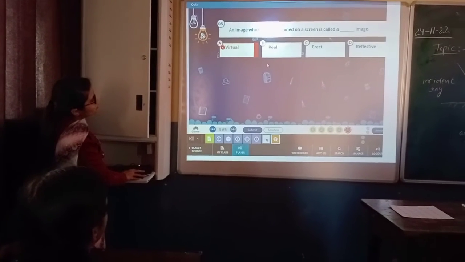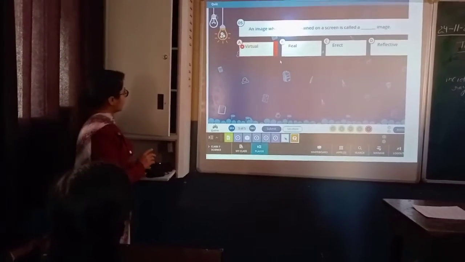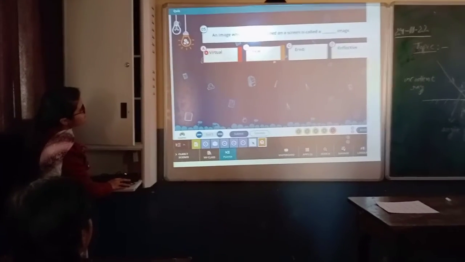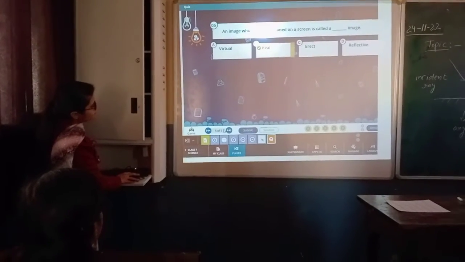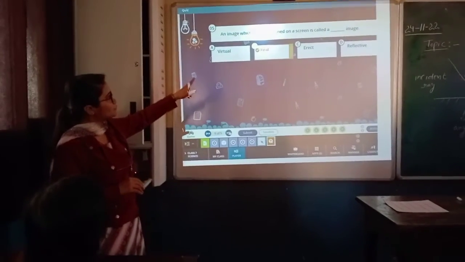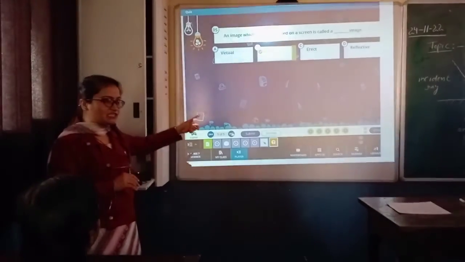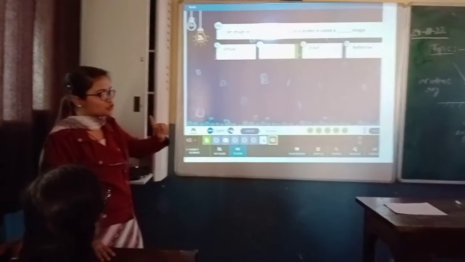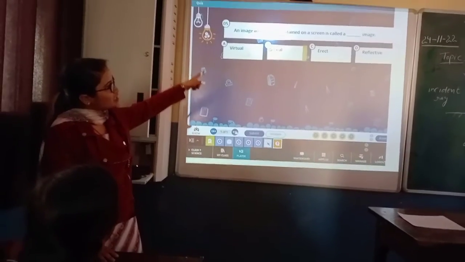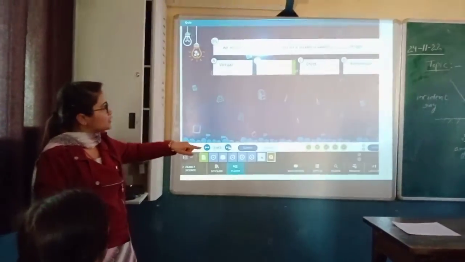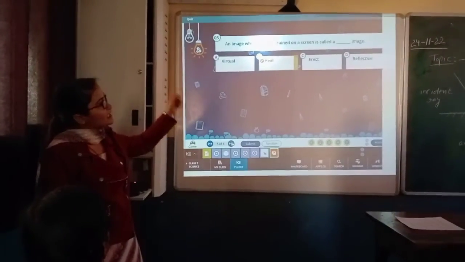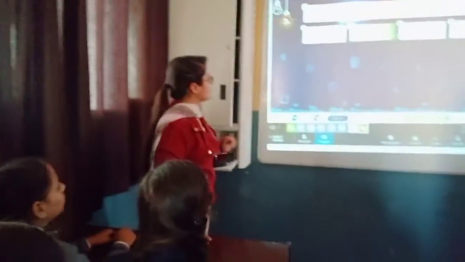An image can be obtained on a... sorry children, image cannot be obtained on the screen, so here it's my mistake. I repeat it again. An image which can be obtained on a screen is called a real image, but in case of a plane mirror it is a virtual image. Whenever it is a plane mirror, a virtual image is formed, but here they said it is obtained on the screen. If it is obtained on the screen, that means it is a real image. If it had been written here that the image is not obtained on the screen, then what would our answer be? Virtual image.